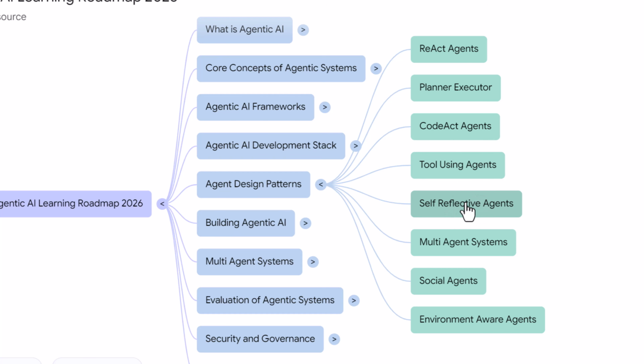decisions and correct mistakes. Multi-agent systems involve several agents collaborating. Social agents interact with other agents and negotiate solutions. Environment-aware agents adapt based on external data or context. These patterns help you structure the behavior of your agent systems.